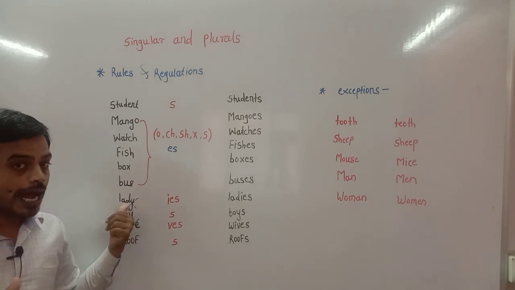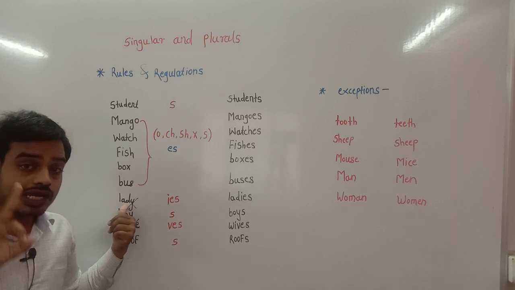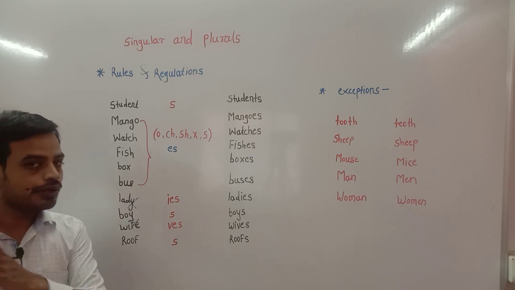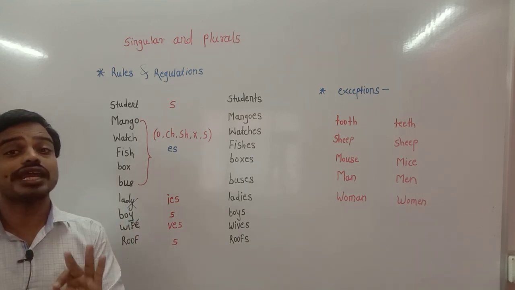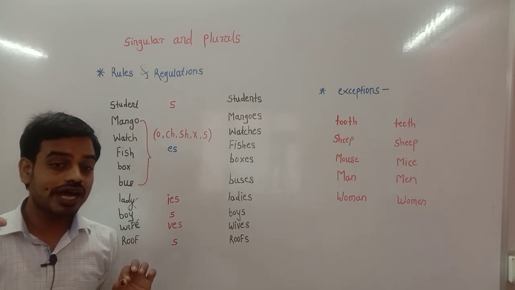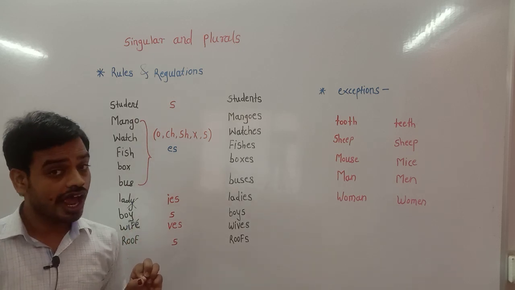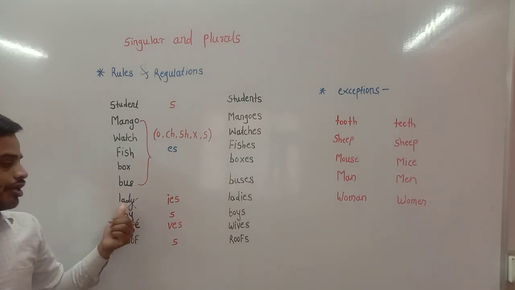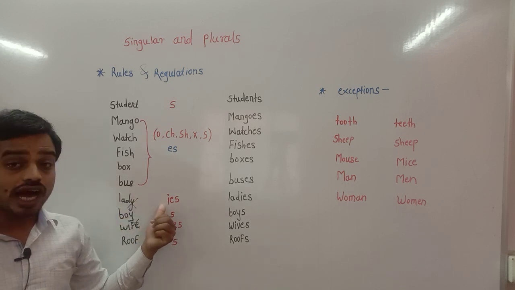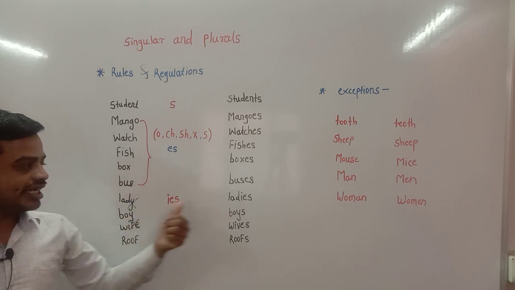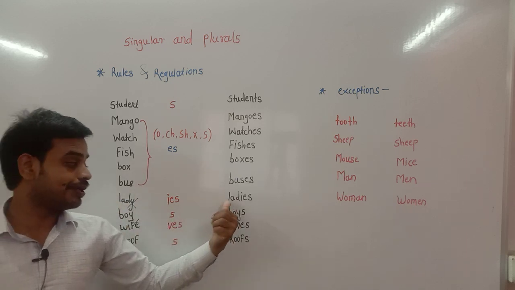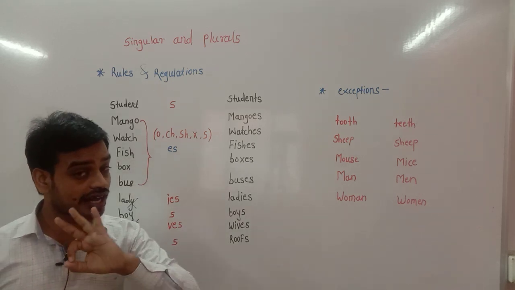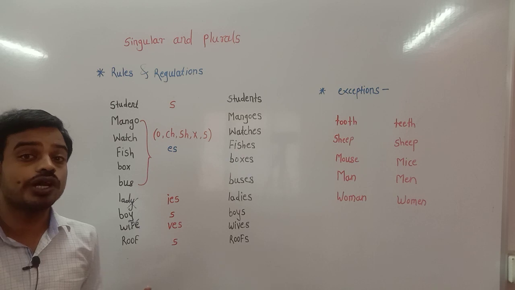But if before Y there are no vowels, at that time you delete Y and use IES, such as lady, ladies; baby, babies. Then if a word ends with Y and before Y there is a vowel, use only S.